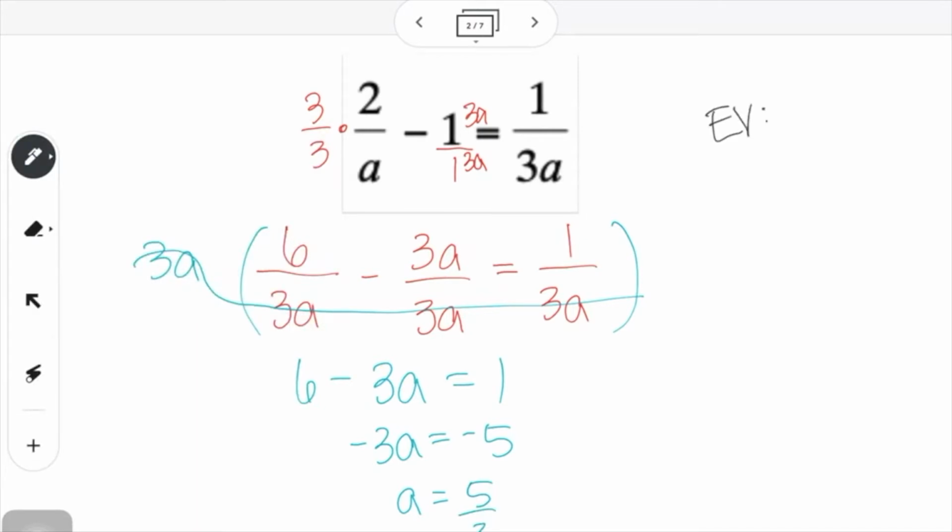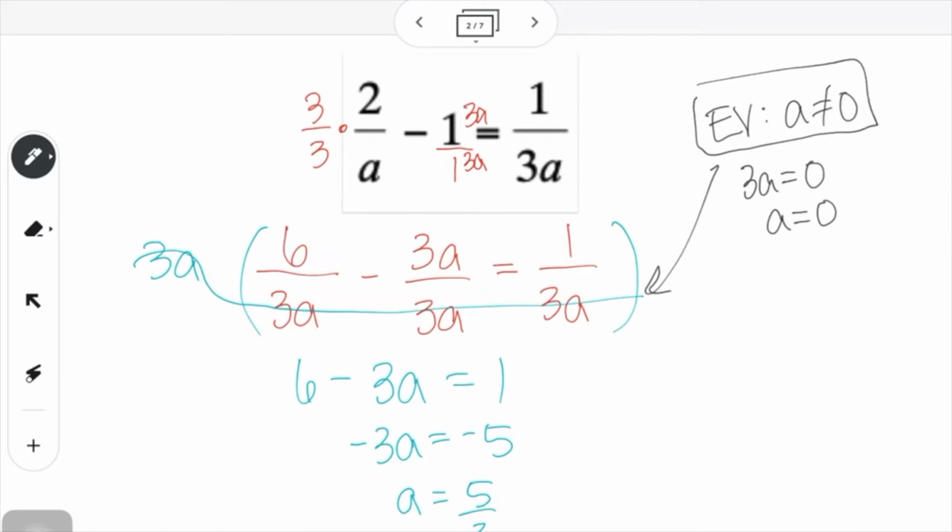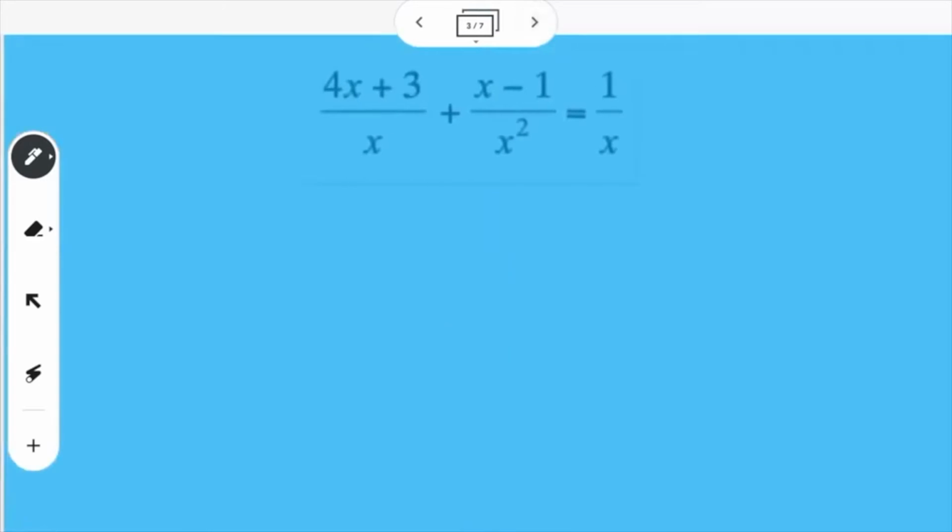Now before you're done, you do have to think about your excluded values. And your excluded values you can really get from this step right here when all your denominators match, and really just set it equal to 0 and solve it. When I solve that, I get a equals 0, which tells me that a cannot be 0 because that's what would cause me to divide by 0 in my equation. So as long as my answer down here isn't 0, I'm fine. My answer is not, so 5/3 is good.